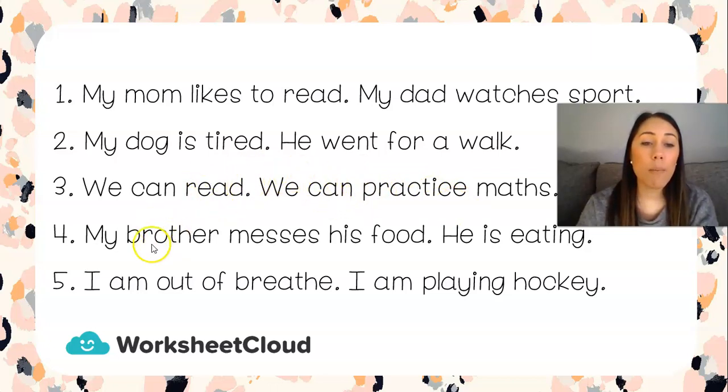My brother messes his food. He is eating. These two things are going to happen at the same time. He is eating, and at the same time, he is messing his food. I am out of breath. I am playing hockey. So I am out of breath. The one leads to the other. Because I am playing hockey, I am out of breath. So let's have a look at how we can join these sentences. Remember, sometimes you could use more than one and it wouldn't be wrong. It depends on what you want your sentence to say.